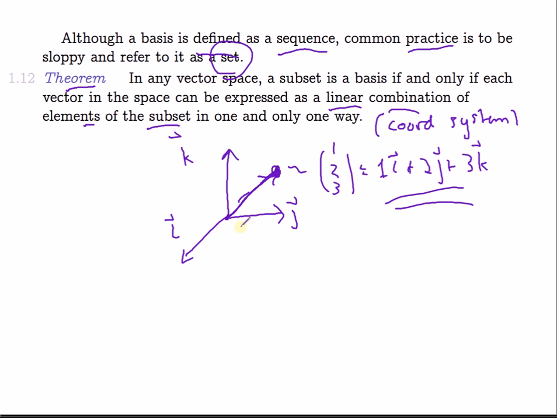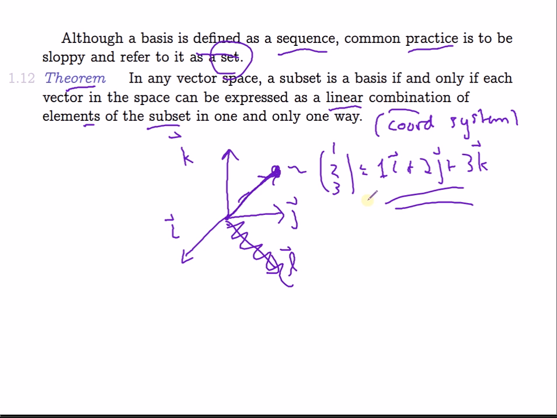Now you can imagine if we threw another vector into this mix and called it l, then we could express this vector (1, 2, 3) in multiple ways as linear combinations of i, j, k, and l. But since we have i, j, and k, which is a linearly independent set and is a minimal spanning set in some sense, there's only one way to express this vector as a linear combination.